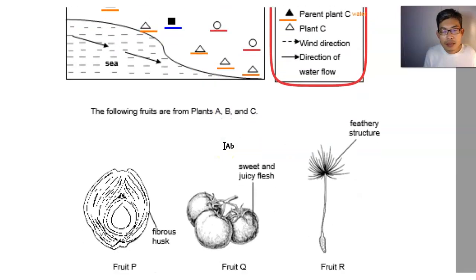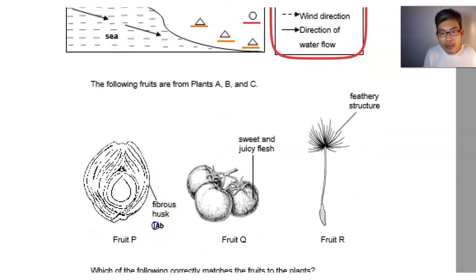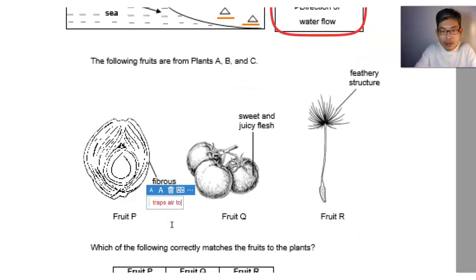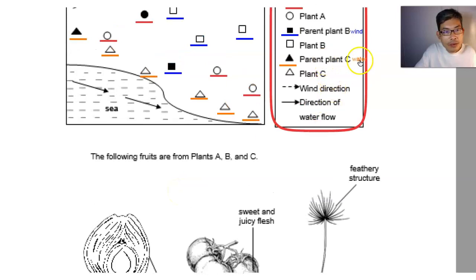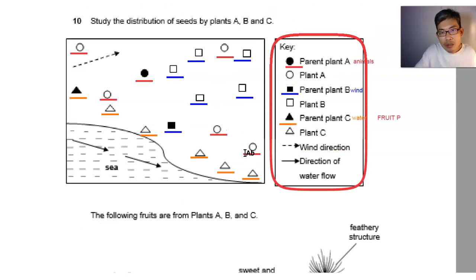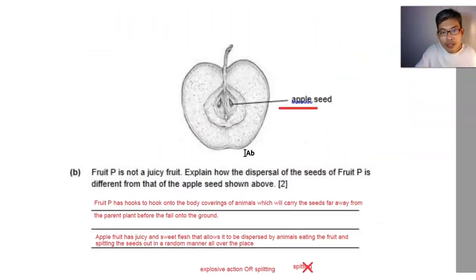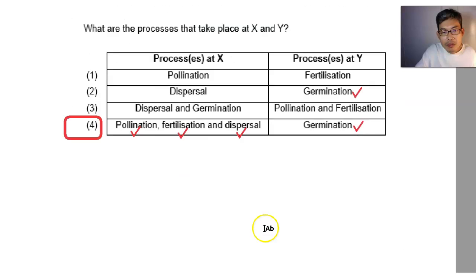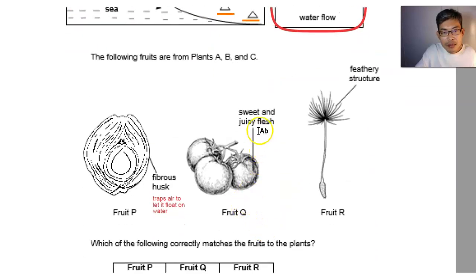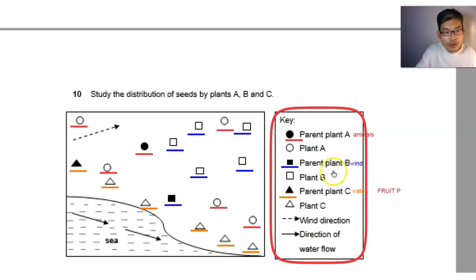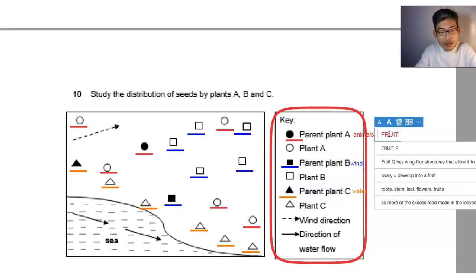So now we have this. By water here, clearly the fibrous husk traps air to let it float on water. So P is dispersed by water. That tells me parent plant C will give us the fruit P. Sweet and juicy flesh, we talked about it earlier on, right? Sweet and juicy flesh is dispersed by animals. So this is fruit Q. So I know animals is fruit Q.